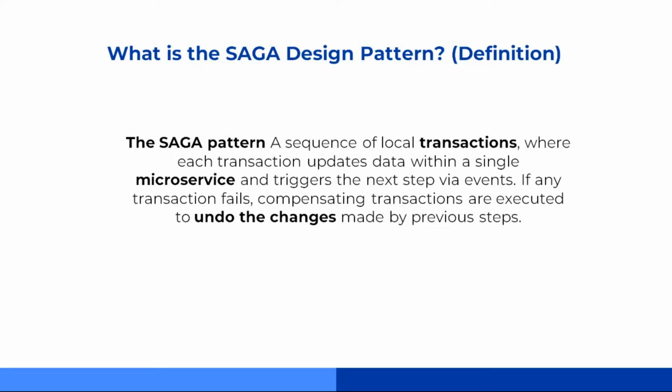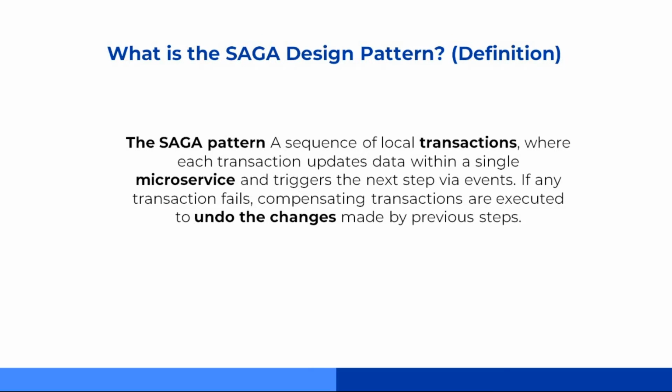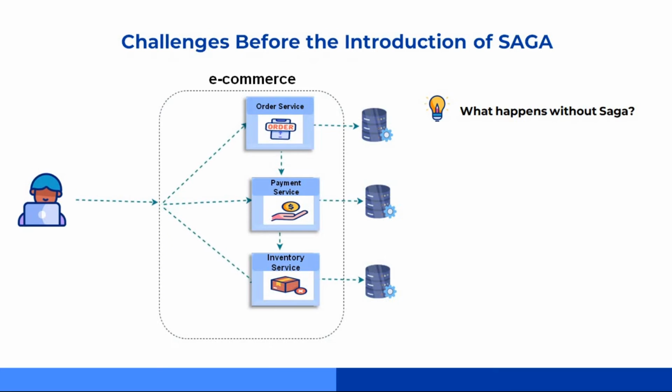So that was all about the definition of the Saga pattern. And before we jump into the Saga design pattern styles like orchestration or choreography, which are basically the two ways Saga works, first let's talk about something important: the key challenges you will face if you don't implement Saga in a microservices system. Because knowing the problem first makes it way easier to understand the solution. So here's a simple scenario.